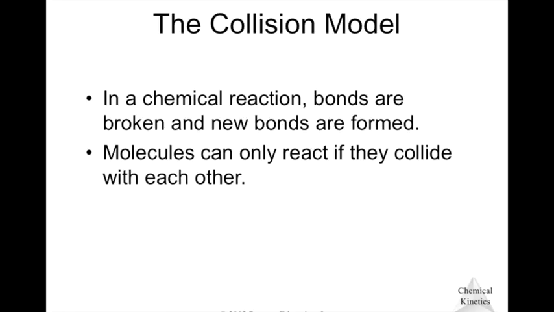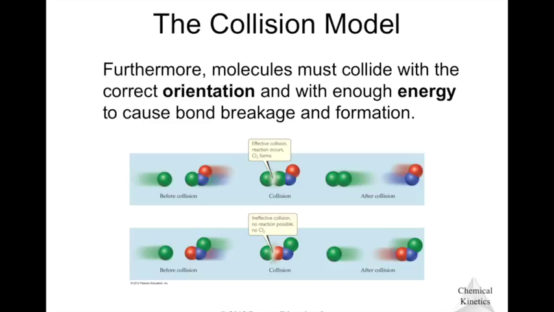a whole new K. So in a chemical reaction, bonds are broken, new bonds are formed, obviously, and molecules can only react if they collide with each other, and they have to collide with each other in just the right orientation and with enough energy. Right? Otherwise, you have to be able to make the bonds break, and you have to be in the right spot for new bonds to form.